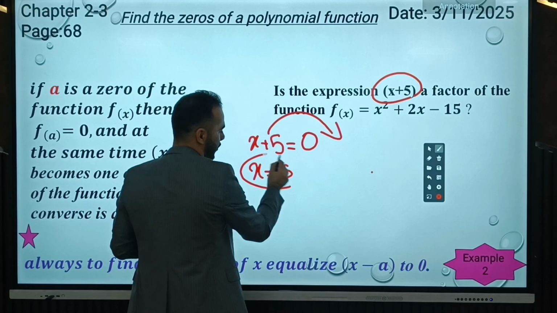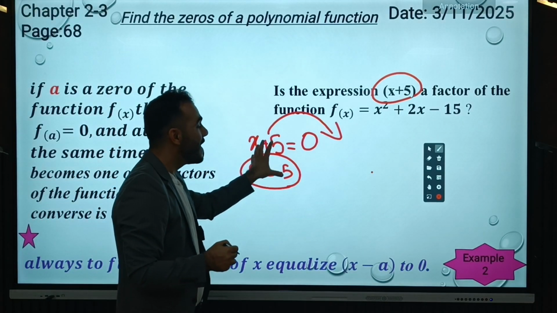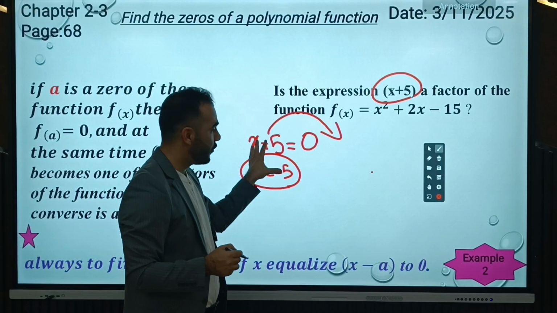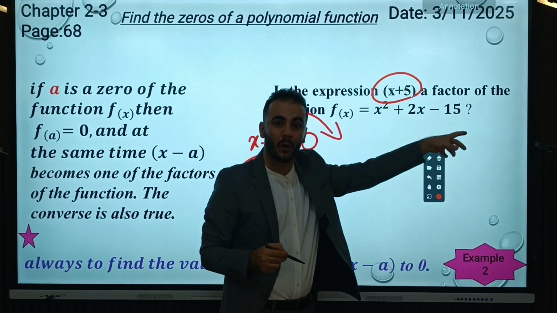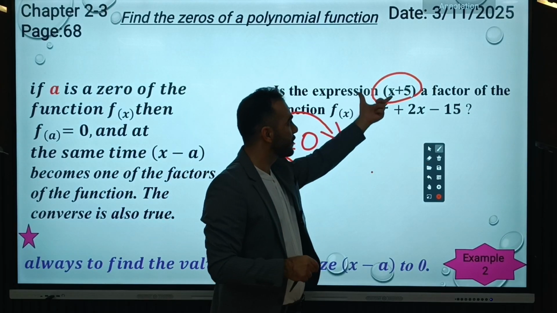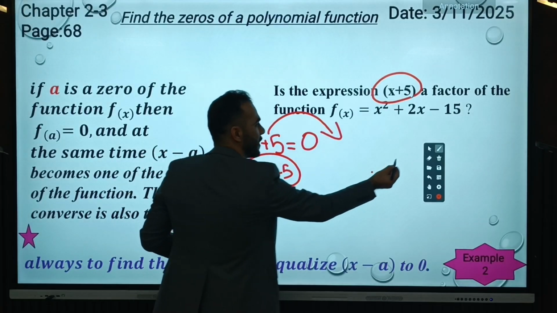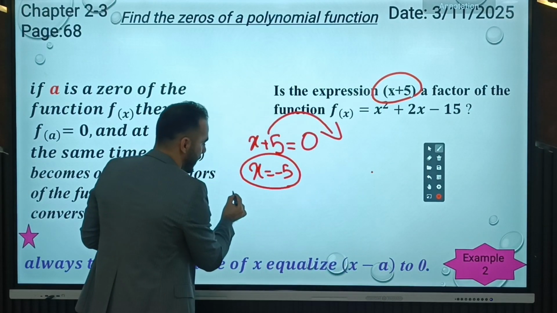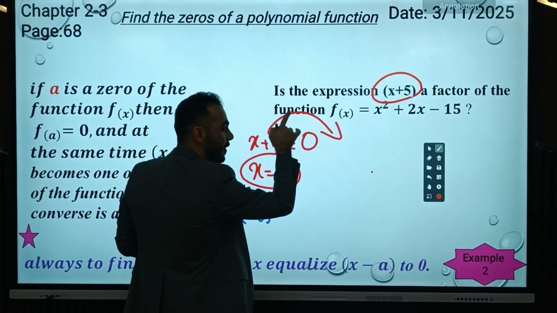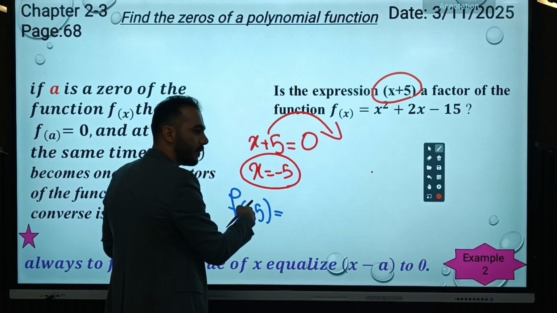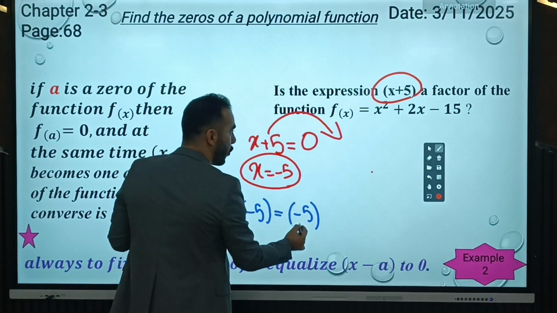Let's see, if we evaluate this negative 5 into our polynomial function and the result is 0, then we can claim that x plus 5 is a factor of this polynomial. So let's just evaluate it. F of negative 5 equals, instead of each x, I need to put negative 5. That is the meaning of evaluating. So negative 5 all squared plus 2 times negative 5 minus 15.